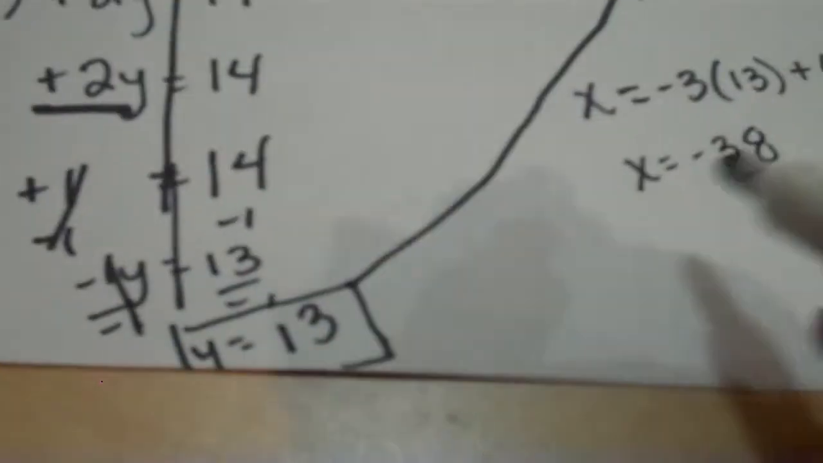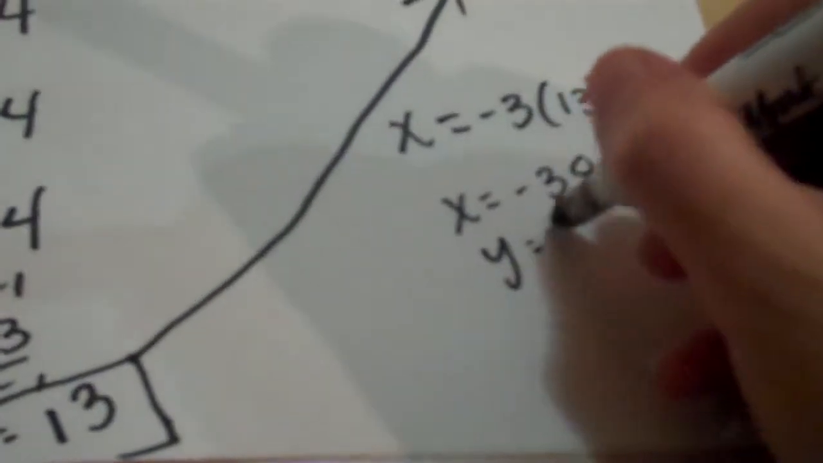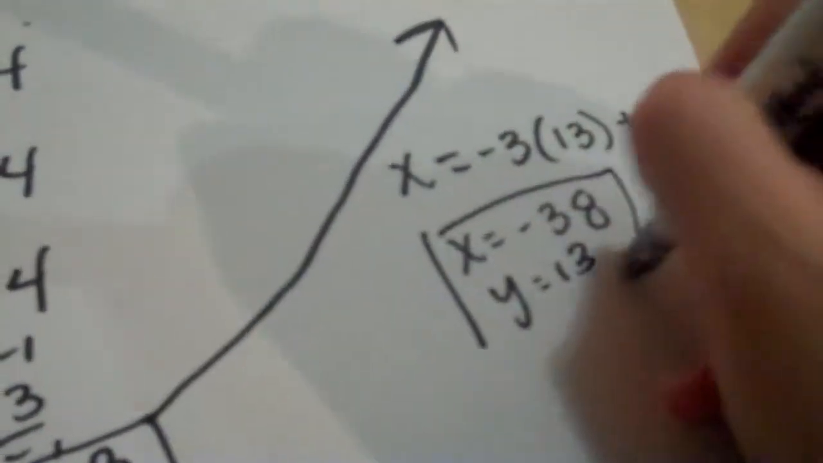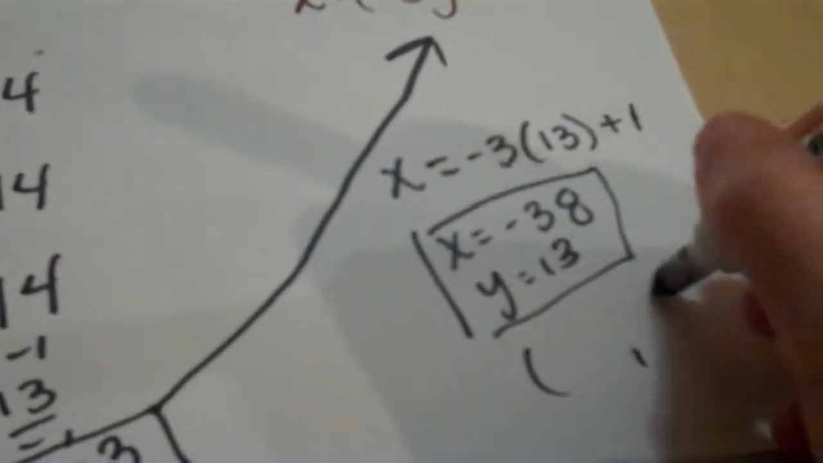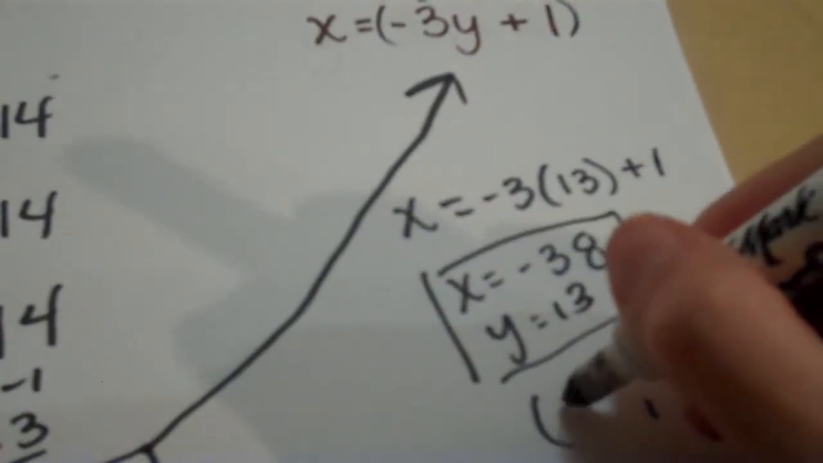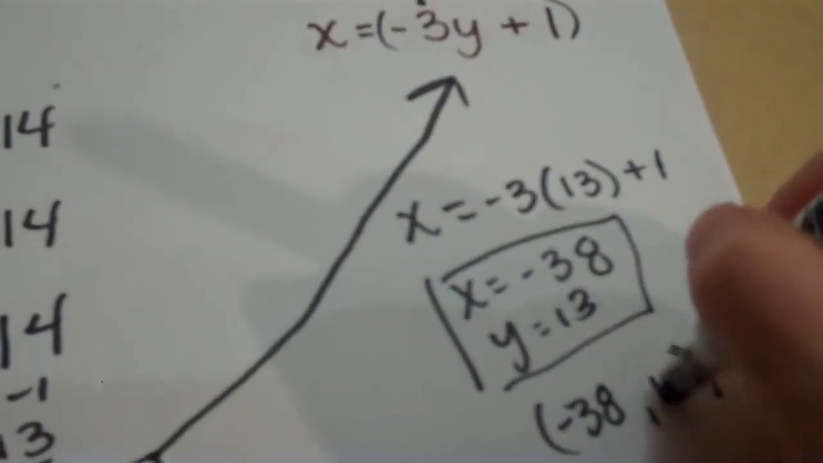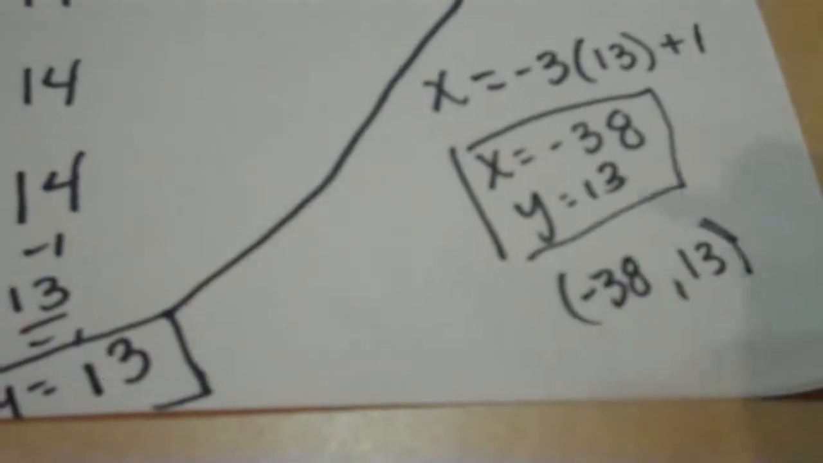Okay? So you could just write that: x equals negative 38 and y equals 13. That's fine. You could give me that as an answer. Or you could put it as a point, where x is negative 38 and y is 13. Both are okay. Alright, let's try that again.